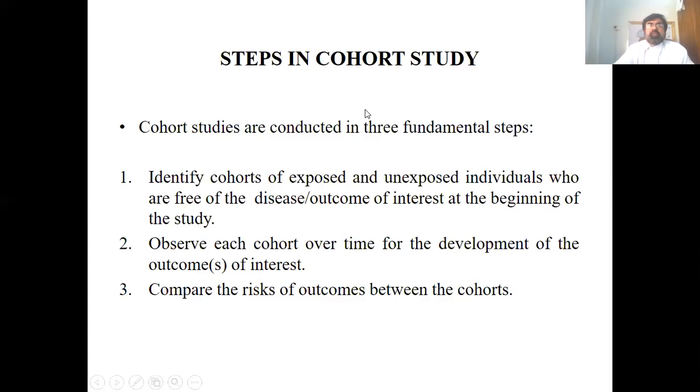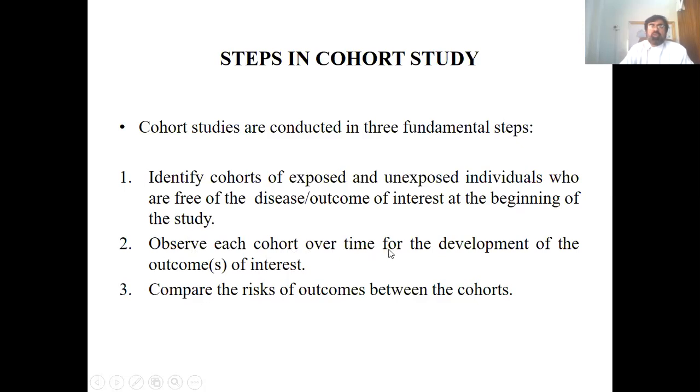Now, there are certain steps that have to be followed while you are conducting a cohort study. So cohort studies are conducted in 3 fundamental steps. The first one is you have to identify cohorts of exposed and unexposed individuals who are free of the disease or outcome of interest at the beginning of the study. One group is exposed to a certain factor and the other group is not exposed to that factor. For example, one group is smoking and the other group is not smoking. One is smoker, the other is non-smoker.